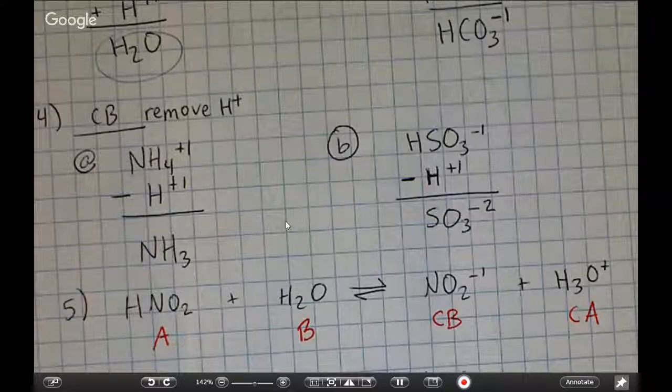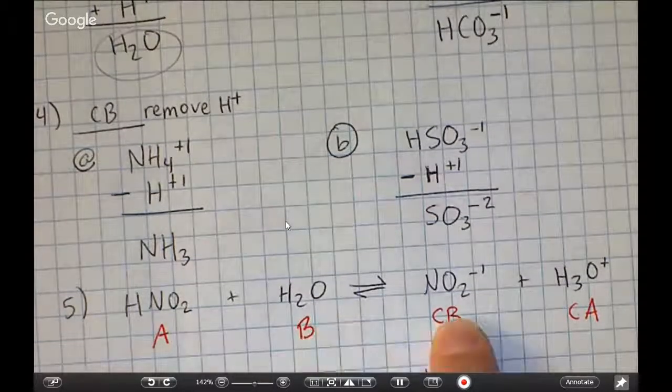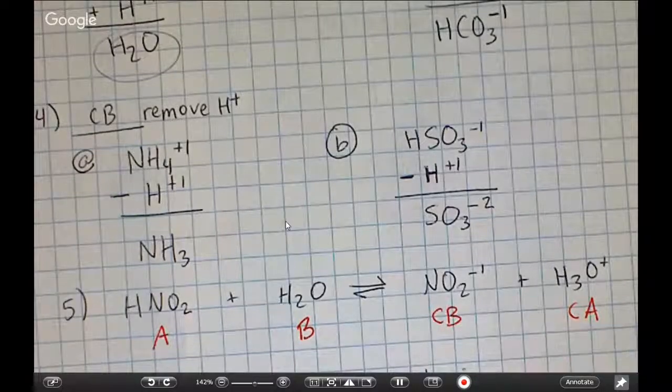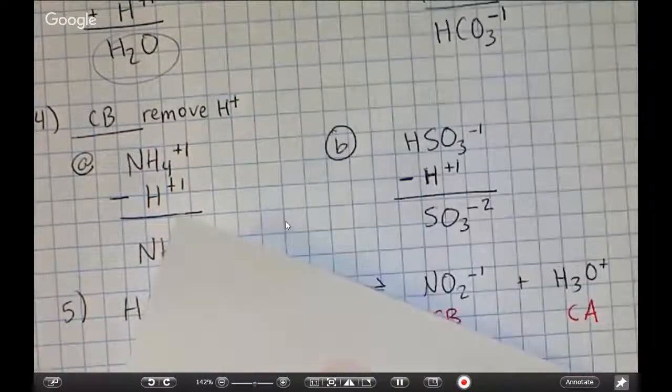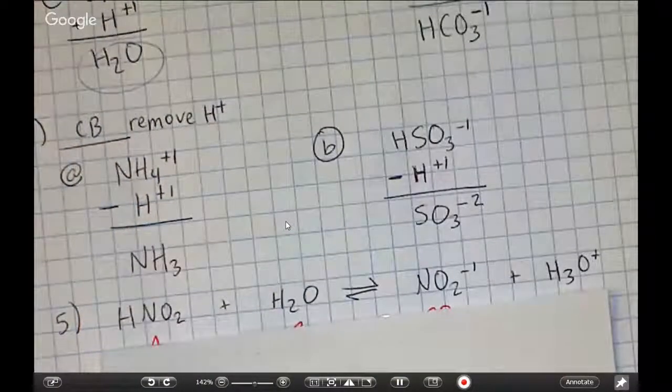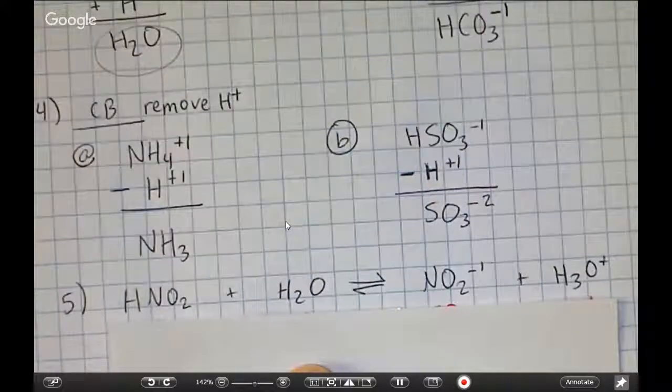All right, number 5, you're given this equation, nitrous acid plus water yields nitrite and hydronium, and you're asked to label acid, base, conjugate base. If we ignore the labels for a moment, how do we figure this out? I thought acids start with an H. And you're like, shoot, HNO2 and H2O both start with an H.